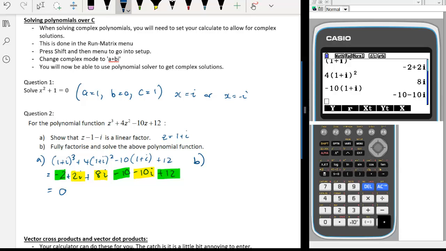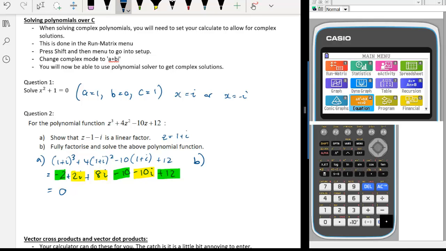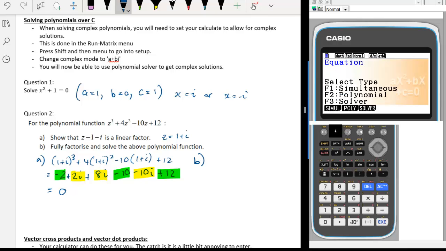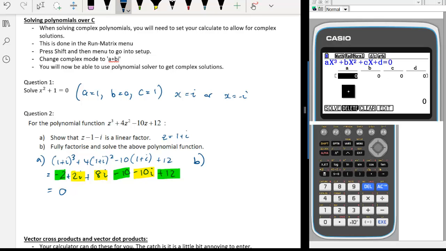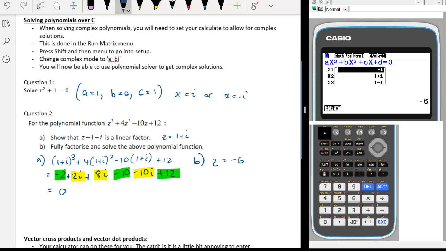So now we're going to go back and we're going to fully factorize and solve using a graphics calculator. So we'll go back to equation, we'll go back into polynomial, and we're a third degree because we have a power of 3. And we've got 1 for a, we have 4 for b, that's the z cubed and z squared, we have negative 10, and then we have 12, and if I hit solve here, you'll see that I've got my answers. I've got z is equal to negative 6, z is equal to 1 plus i, and z is equal to 1 take i.